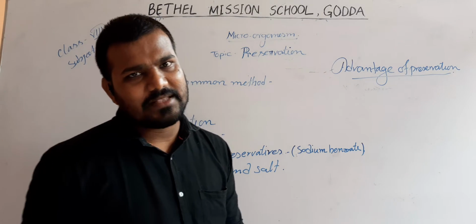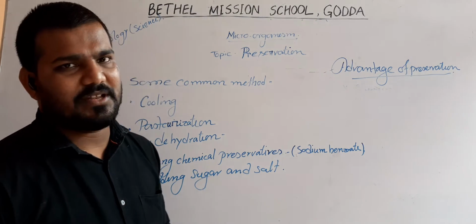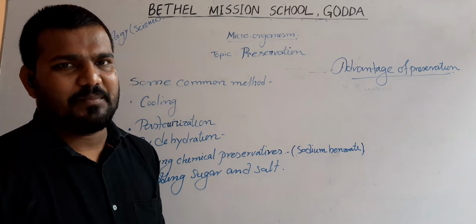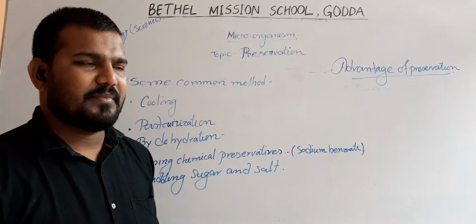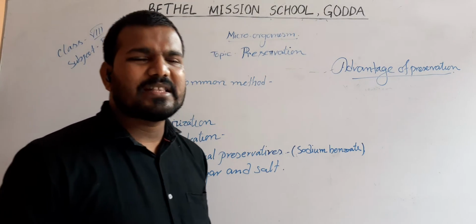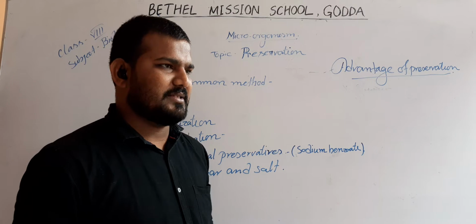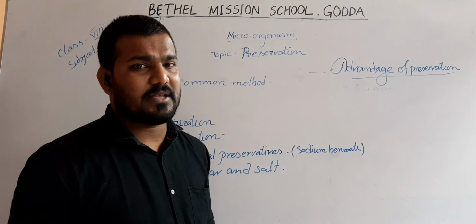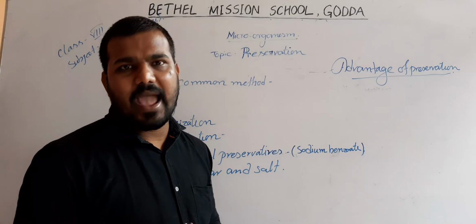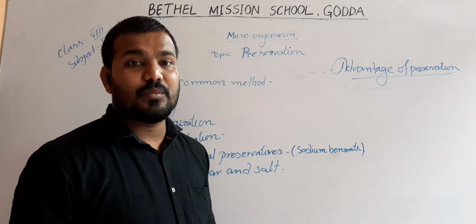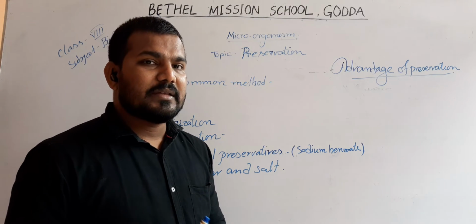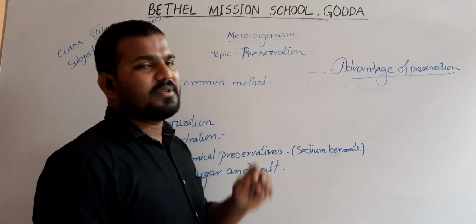Today we will discuss the preservation of microorganisms in standard 8. We know that microorganisms can spoil our food materials by discharging some toxic substances. So how can we prevent their action, or how can we prevent the spoilage of perishable food? That is known as preservation.